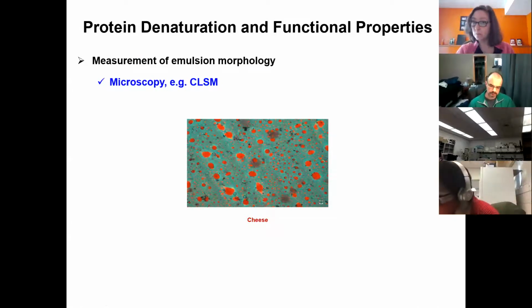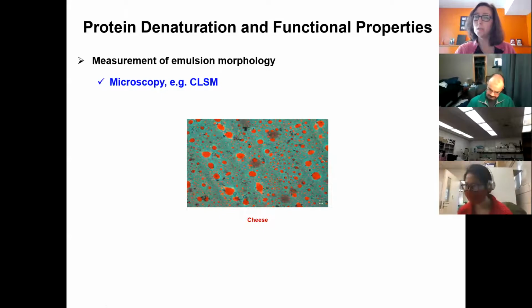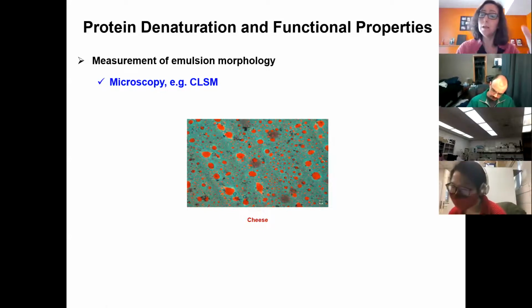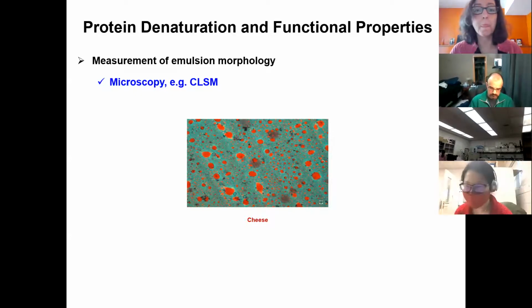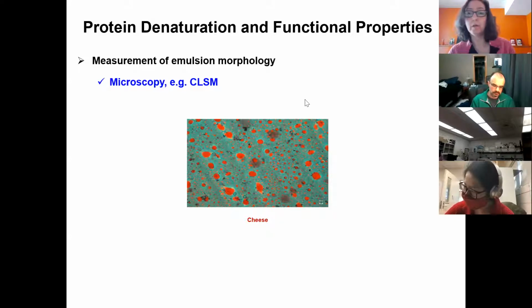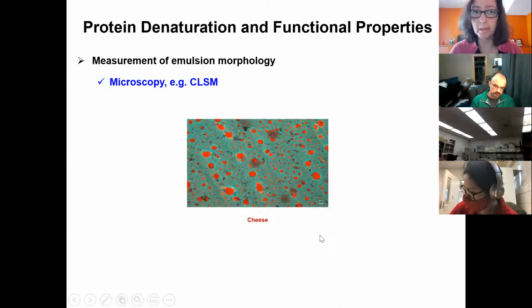Looking at emulsions can also be done with microscopy. Confocal laser scanning microscopy is one way of looking at morphology and distribution of protein and lipid in a system, and you use different dyes. The most common is a red dye for oil, a green dye for protein, and blue if you have carbohydrate. So this is an example, dairy cheese. You see a very nice distribution of droplets and a nice matrix of protein that stabilizes these droplets in place in this cheese.